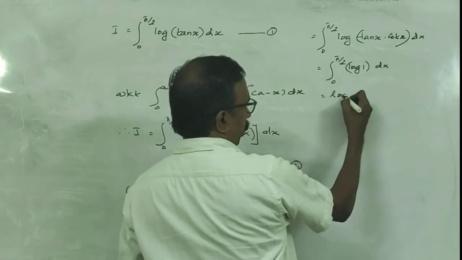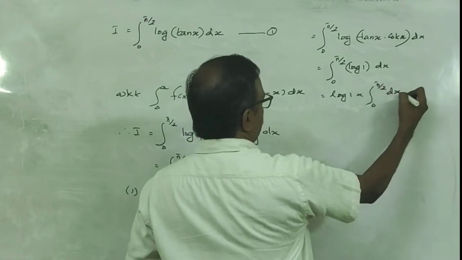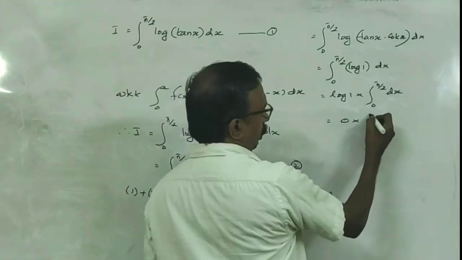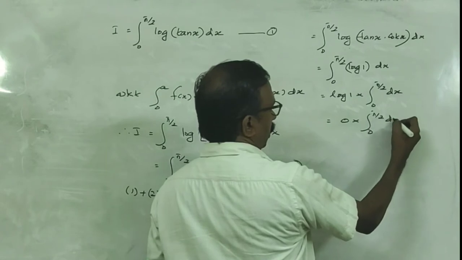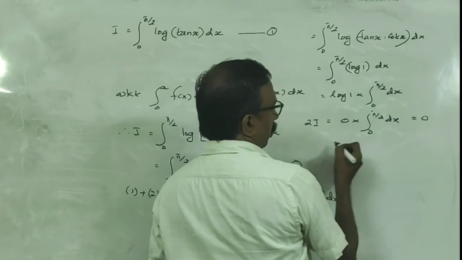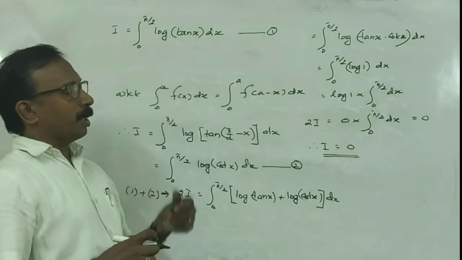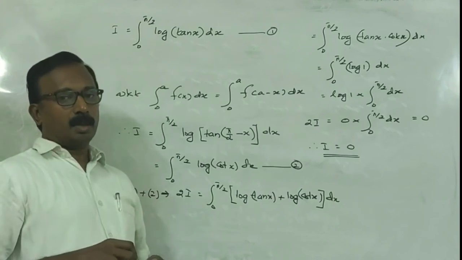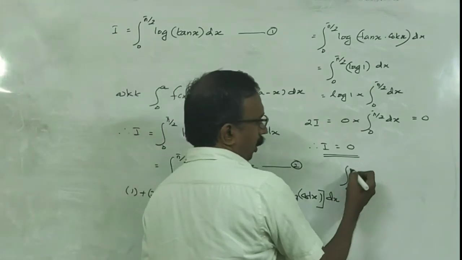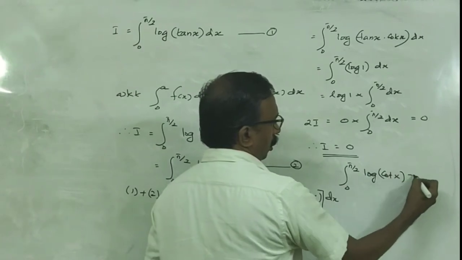That is log 1 into integral 0 to pi by 2 into dx. But log 1 is 0. Log 1 is 0 into integral 0 to pi by 2 into dx. Therefore, it becomes 0. Therefore, I is equal to 0. So, integral 0 to pi by 2, log tan x is equal to 0. Similarly, you can find integral 0 to pi by 2, log cot x. That is also 0.